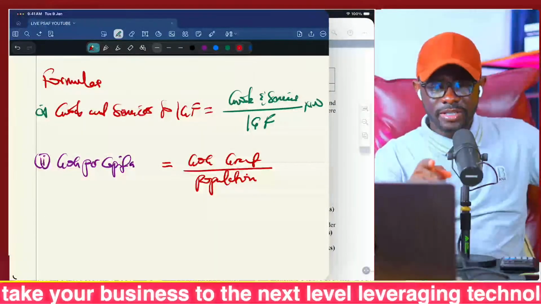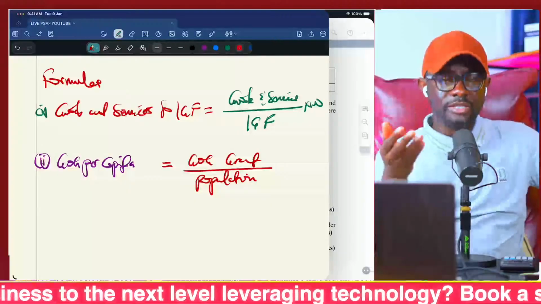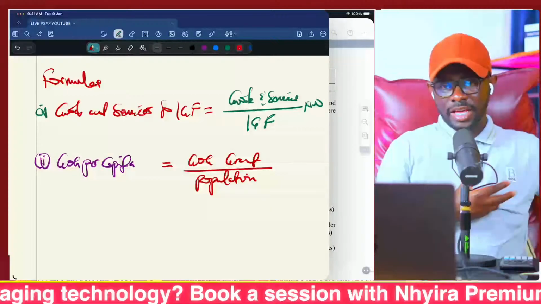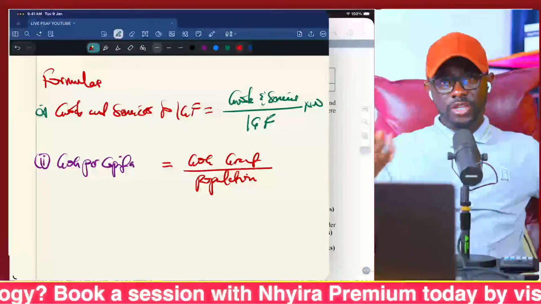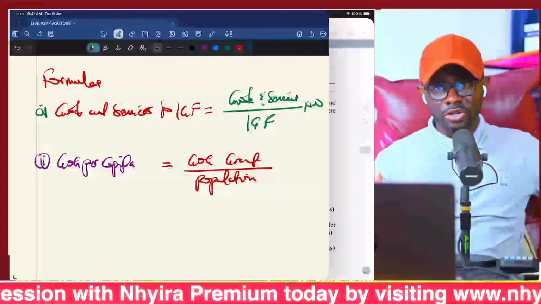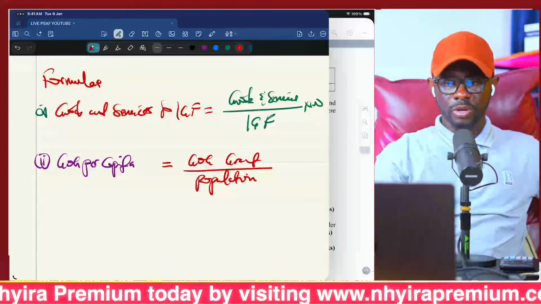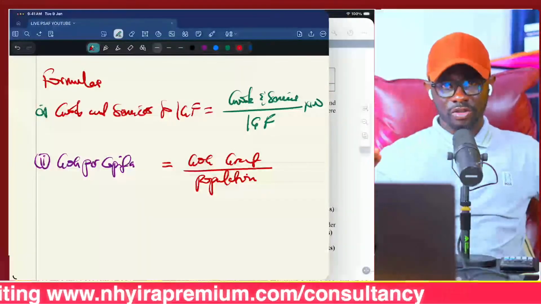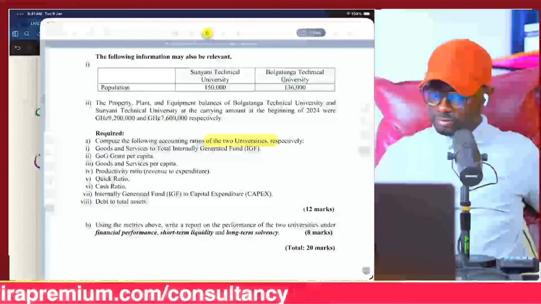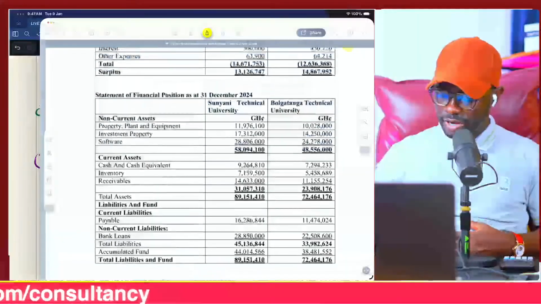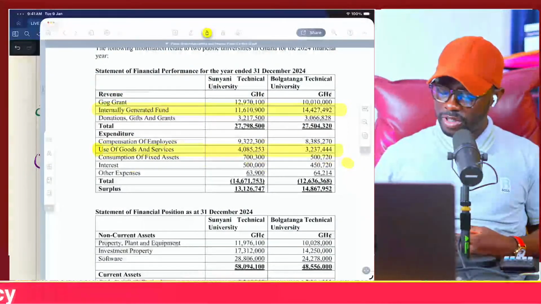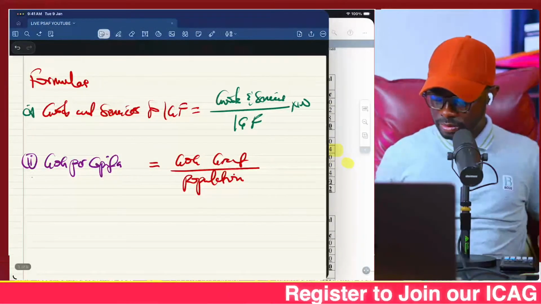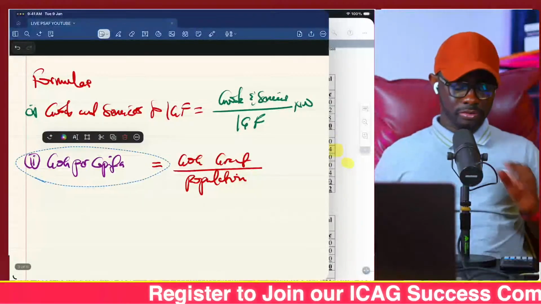Now, you expect this ratio to be greater because it then means that the government of Ghana is releasing a significant amount of money that should be able to cover each student's need or resources required for the year for them to be able to have quality education. So this ratio is expected to be greater at the end of the day. So Government of Ghana grant, you go to the statement of financial performance, and that's the first item there. So GOG per capita.